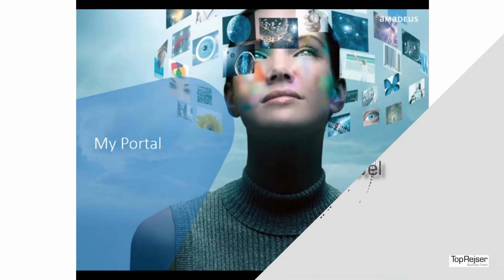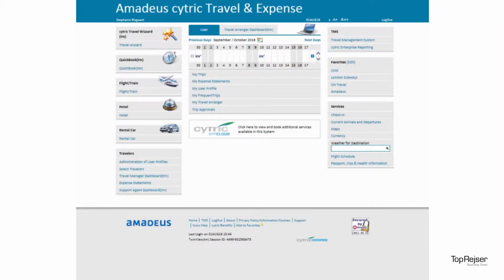Here is the personal portal or homepage. From here, your traveler, Stephanie, will be able to have an overview of all the different features offered in Amadeus Citric Travel and Expense. Do you like what you see so far?